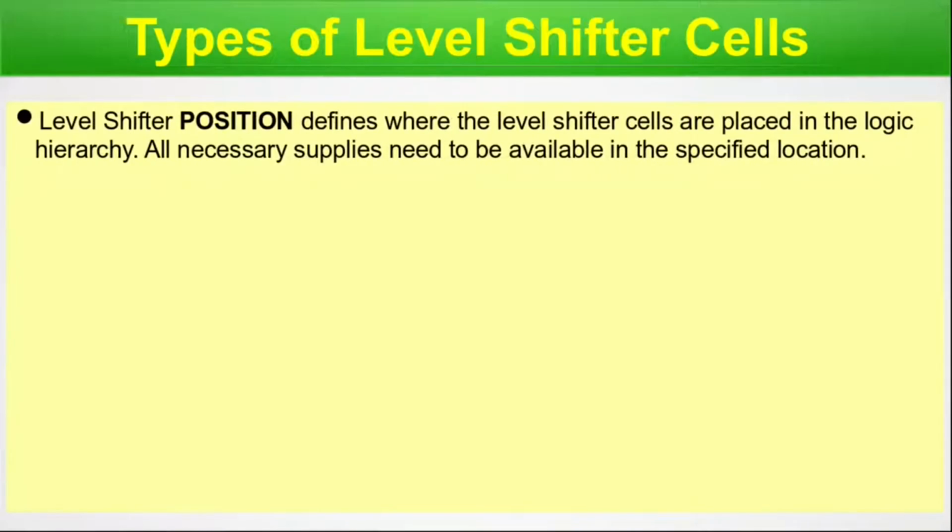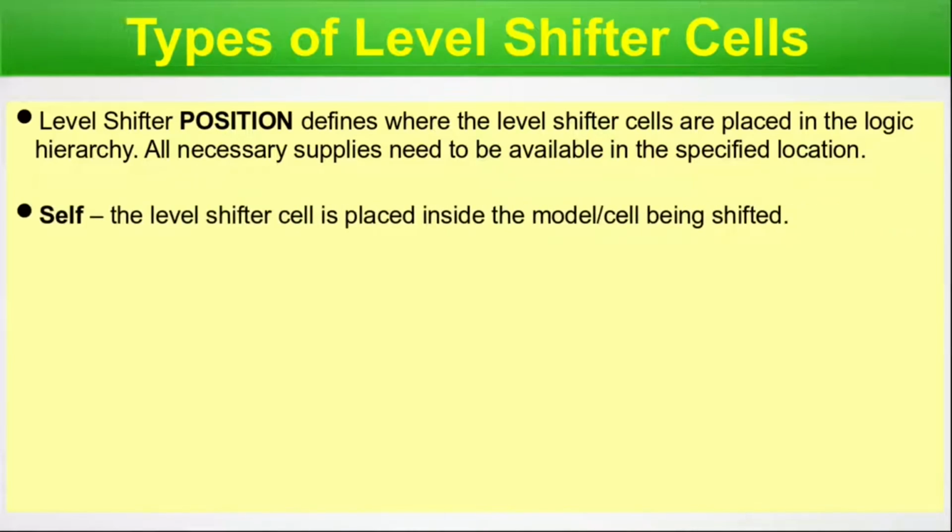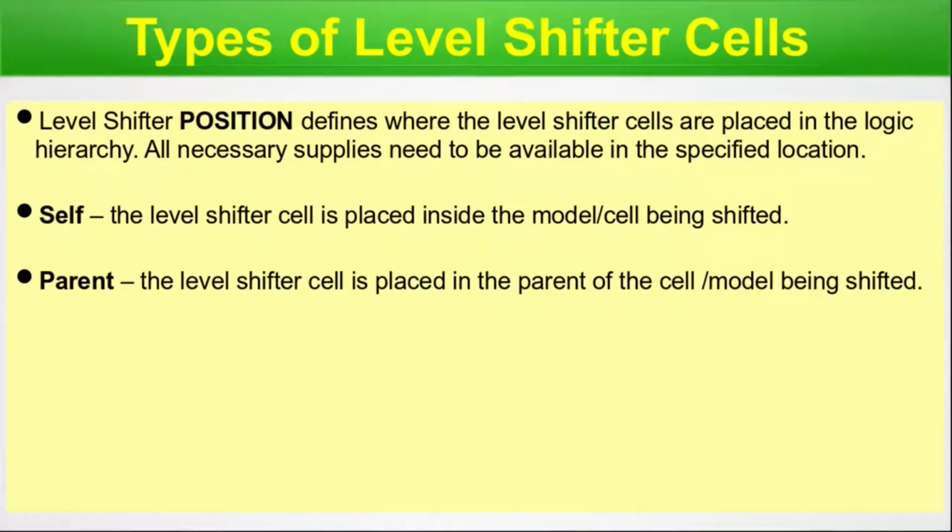Types of level shifter cells. Here we will discuss different types of level shifter cells. Level shifter position defines whether the level shifter cells are placed in the logic hierarchy. All necessary supplies need to be available in the specified location. Self: the level shifter cell is placed inside the model or cell being shifted. Parent: the level shifter cell is placed on the parent cell or model being shifted.